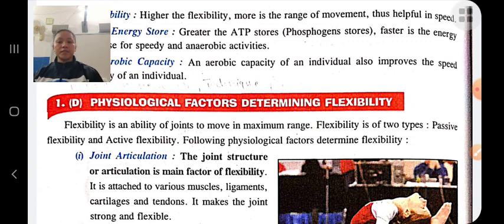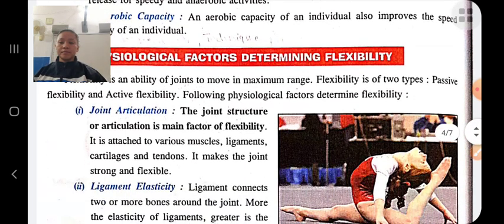There are two types of flexibility: passive flexibility and active flexibility. Passive flexibility means the ability to stretch your joint with the help of an external object or a partner. And active flexibility means stretching your joint without any external help, for example doing chakrasana. Following are some physiological factors that determine flexibility: joint articulation and structures of the joint. Joint articulation means joint structure.